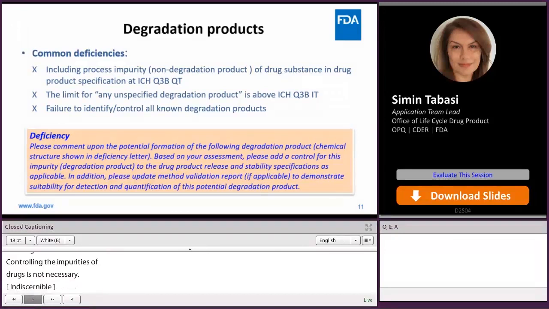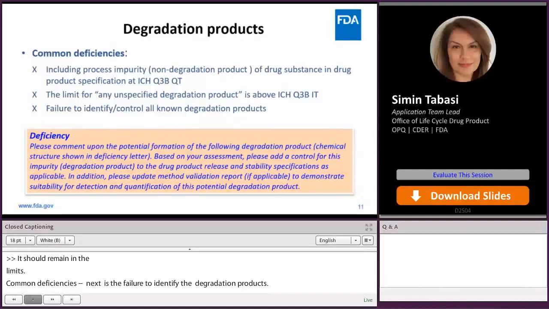Another common deficiency is that the limit for any unspecified degradation product is above the ICH Q3B identification level. Next is failure to identify and control all known degradation products which may potentially form in the drug product. Below is an example of deficiency language which is cited when such information is missing. Applicants are recommended to access publicly available information on approved drug products, scientific reports, literature, etc., to ensure that relevant degradation products are controlled and methods are adequately validated.